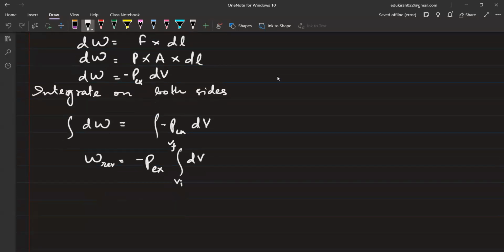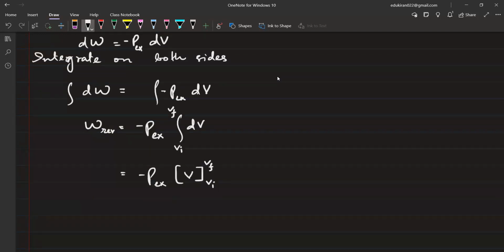Watch carefully, it is very easy. This will be equal to minus P external. Integration and differentiation cancel each other out. I hope you know this. And then this will be just V remaining. The lower bound will be Vi and the upper bound will be Vf. Now Vf minus Vi we are going to write. So minus of P external into V final minus V initial. This will be the reversible work.